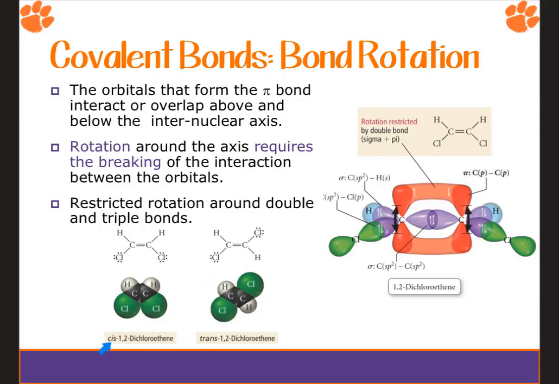Here we have what's called cis-1,2-dichloroethene, where the chlorines are both pointing down, or they could both be pointing up. And then we have trans-1,2-dichloroethene, where you've got one chlorine pointed down and one pointed up. You can't just spin to interconvert these two structures. You have to actually break this bond and then reconfigure them and put them back together.